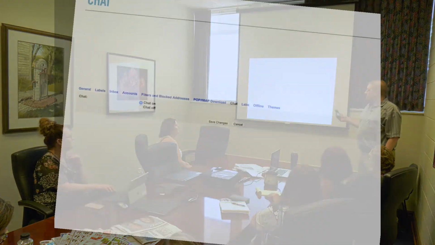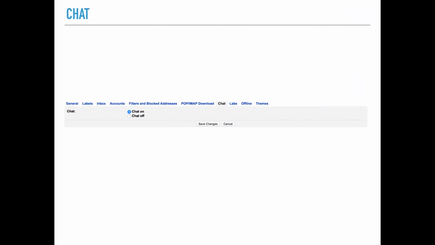So next we have the chat tab, where all this does is turn chat on and off. If you suddenly can't see your chat, which is below your folders on the left-hand side there, this is probably where it went wrong. You can turn your chat back on.